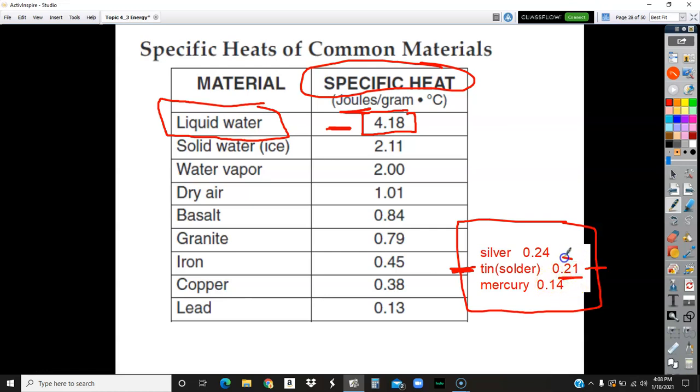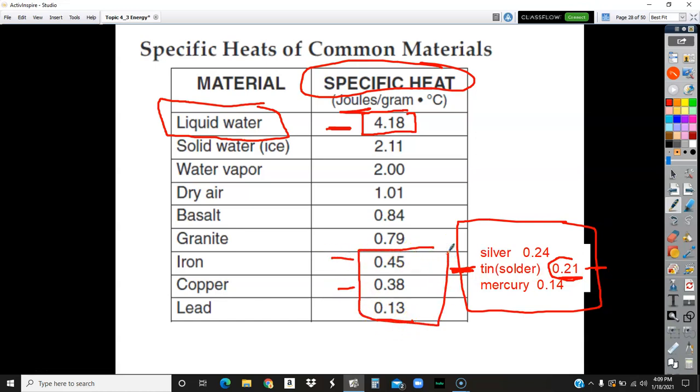So that's the rule here. The lower the number, the faster something will change its temperature. It's going to heat up fast. It's going to cool down fast. So the lower this number, it means it doesn't need a lot of heat. 0.21 is 1/5 of a joule. That means it needs a very little amount of heat to raise its temperature. So things that have low specific heats, lead, copper, iron, these things heat up very quickly.